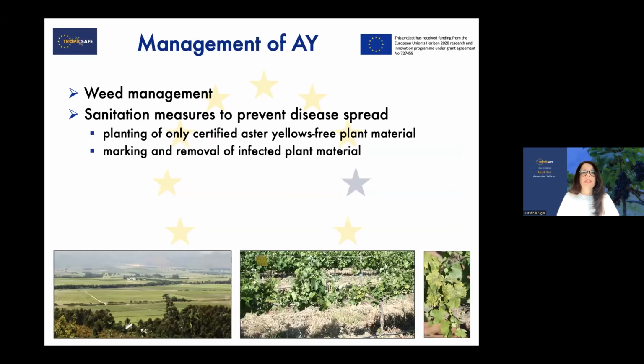So then sanitation measures to prevent disease spread include planting of clean, Aster-free certified plant material, and also marking and removal of infected plant material. And here the tests which are developed for use in the field come in very handy for the growers to determine which plants should be removed, or sometimes also for the removal of shoots from grapevines.